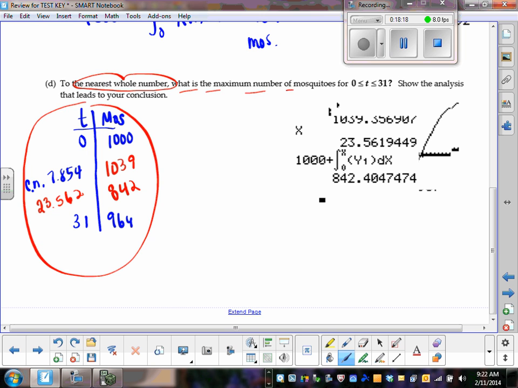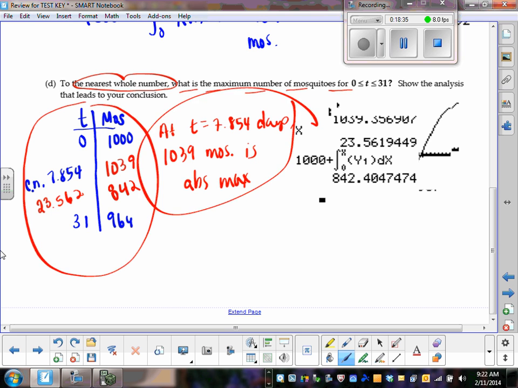What is the maximum number of mosquitoes? Okay, so at t equal to 7.854 days, 1039 mosquitoes is the absolute max. Okay. That's it. We always do ABS max and min with critical numbers and endpoints. Critical numbers can come from zeros or undefined spots of the derivative.